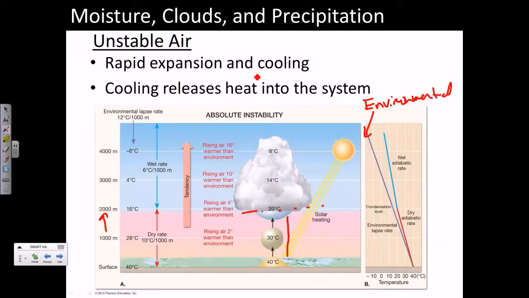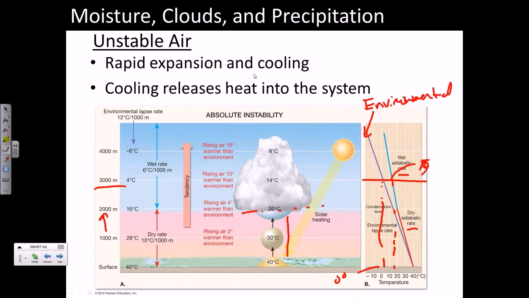So both the dry rate and the wet adiabatic rate, the temperatures are always greater no matter what elevation you go to. So here, even let's say you go to 3,000 meters, we draw a line across. The environmental rate right here is around 0 degrees Celsius, and the wet rate temperature is about 15.